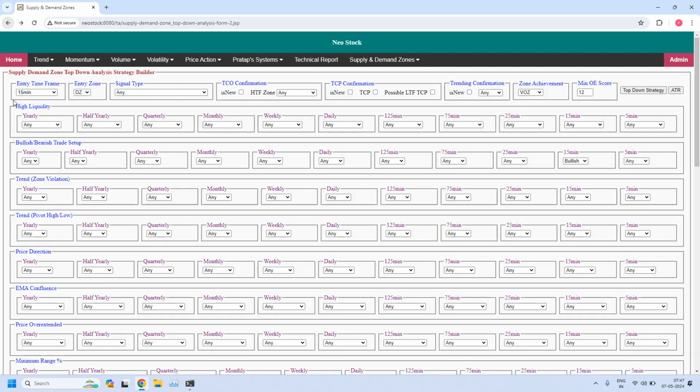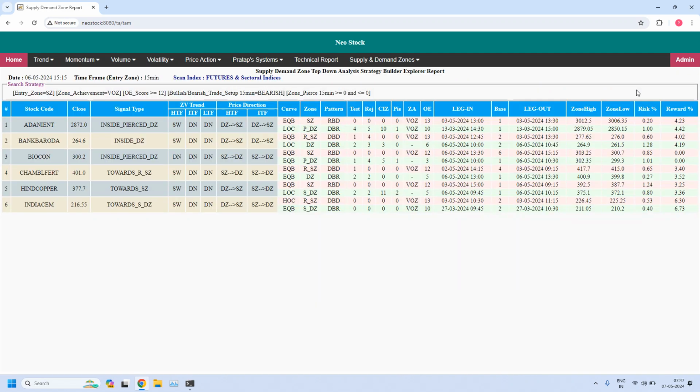So I'm going back. Now for daily income trade, that is entry time frame 15 minutes, now we are generating bearish trade setup. For bearish trade setup, entry zone should be supply zone. And also in bullish or bearish trade setup parameter, in 15 minutes time frame, I am selecting the value bearish. And the 3 filters we said remain the same, but this time the filters are applied to the supply zone. Now let us generate the report. So these 6 stocks are filtered that are supporting bearish trade setup for daily income trade.